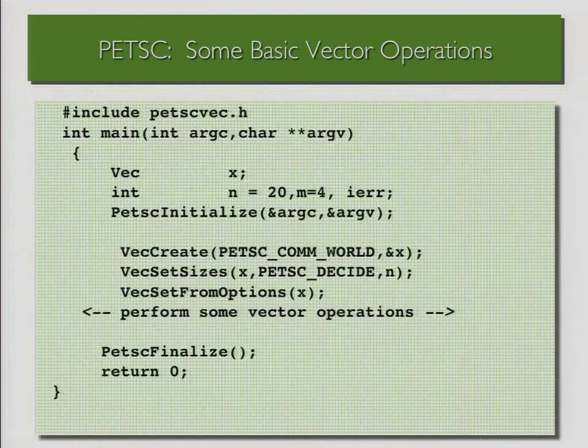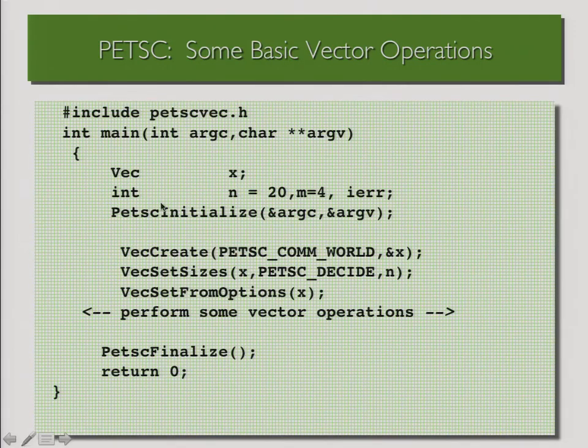So this is examples from the processor layout. This is like a typical initialize everything, you create a vector, set the sizes, set some other options that you want, and then you can perform a bunch of vector operations on it, and PetscFinalize. So instead of MPI_Init and MPI_Finalize, all the guts of what MPI needs to do are hidden from you, and you just initialize the framework and let it do its thing.